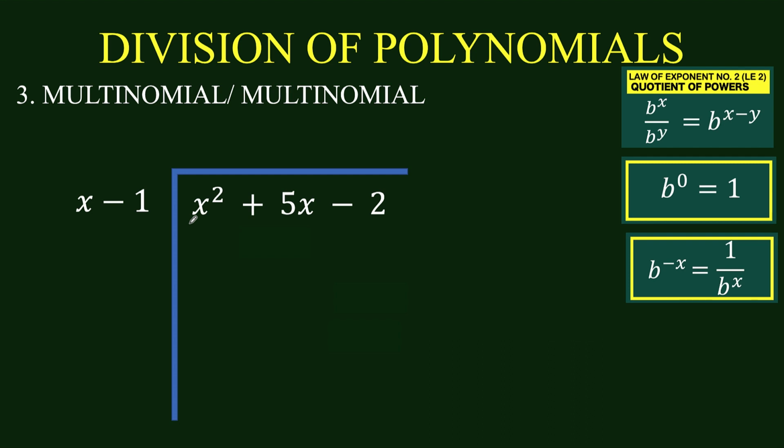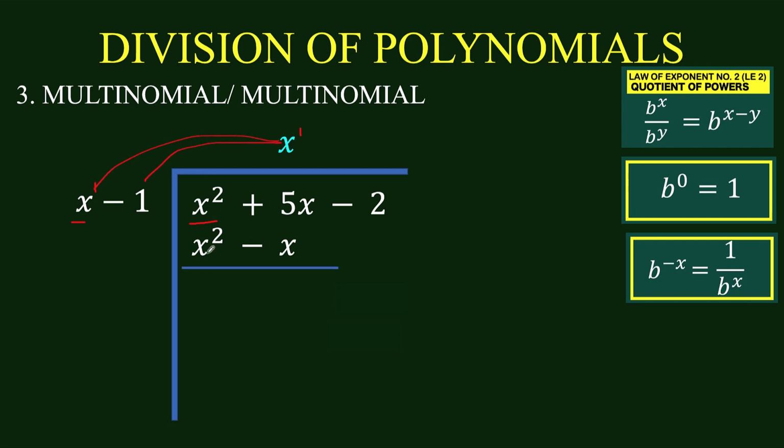So, first, the first term of the dividend, we divide by the first term of the divisor. So x squared divided by x. We use the quotient of powers law of exponents: copy the common base and subtract their exponents. The exponent is 1, so the quotient is x. If you say x raised to 1, 2 minus 1 is 1. Then distribute this partial quotient to x minus 1 to get x squared minus x. So after distributing, we are going to subtract.